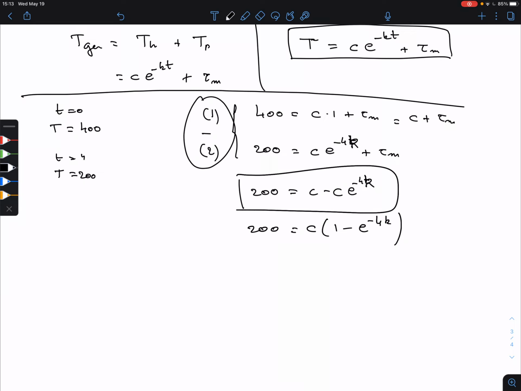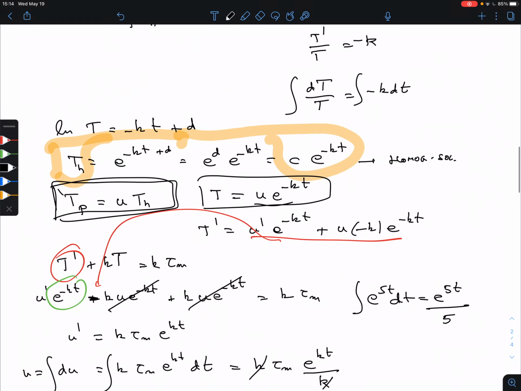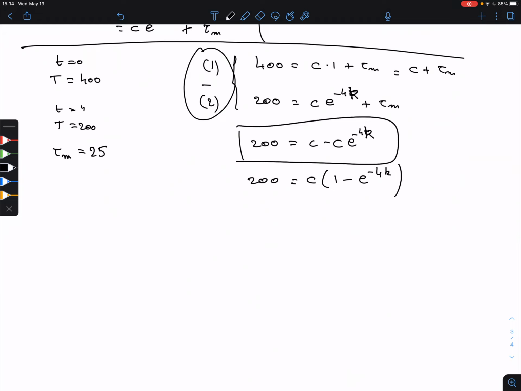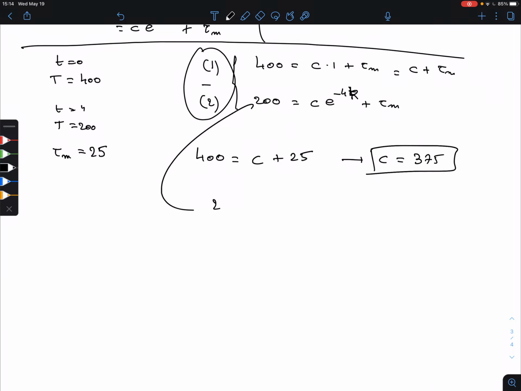Oh, yes. Sorry. We know what the medium was. I said there was an unknown, but no, we know that, right? I forgot to put that in here. This was given here. Tau m is 25. So now I've used everything. Sorry, I was solving for the wrong thing. So these two equations are correct, but let's write them out more correctly. What I have, 400 is C plus 25, so we know that C is 375. And so from this equation then, 200 is 375 e^(-4k) plus 25, okay?